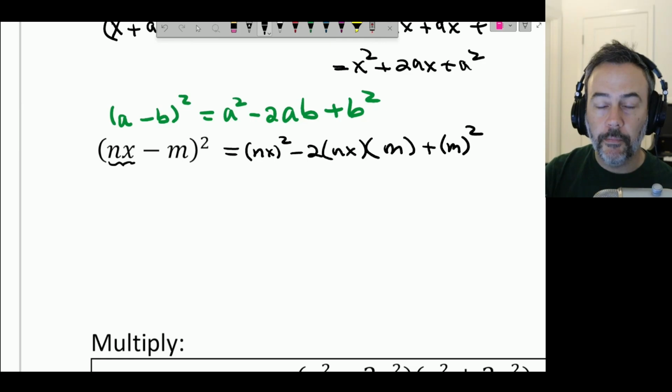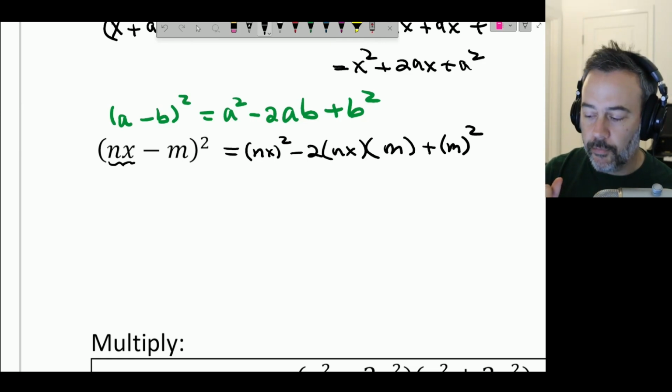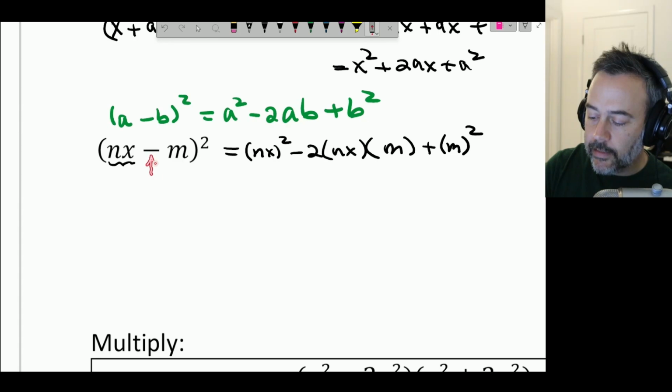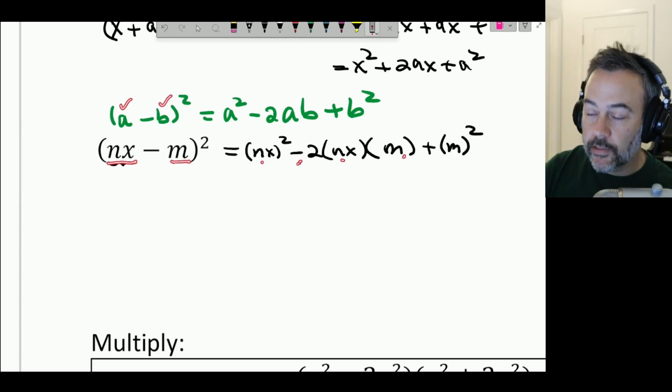Okay, now we're just going to simplify things, and I'll do that in a moment. But please notice, this minus is not part of B. B is whatever number is written here. This minus is handled by memorizing the formula with this minus here. In this example, A is nx, B is m. So we just plug it into those places and know that a minus goes here, and that's the shortcut to work it out fast.